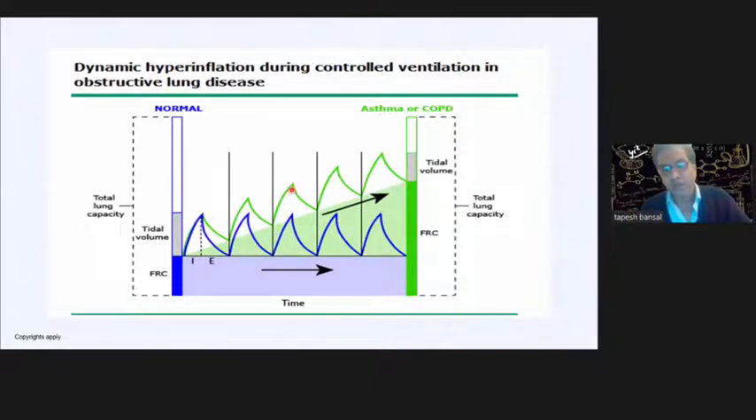And this is the kind of picture you will get, and this is in a patient who is sedated and who is being delivered the volume, but ultimately the patient will not be able to generate a volume because the work of breathing is being increased if the patient is breathing spontaneously. So this is a characteristic picture of a patient of COPD going into dynamic hyperinflation, or what is called auto PEEP on controlled ventilation.